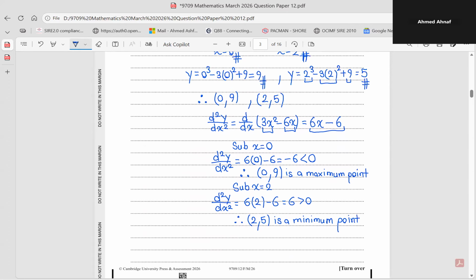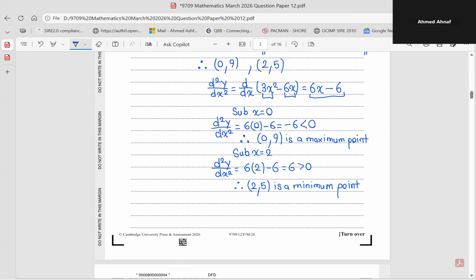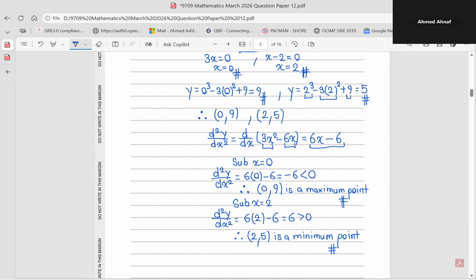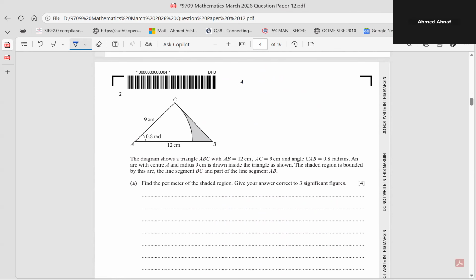And for one last time, let's see if we are following all the instructions. Yep, we have determined the nature, found the coordinates of the stationary points. So I believe we can stop here for this question. So this is all that we need to do for this. Let's move on to the next question.